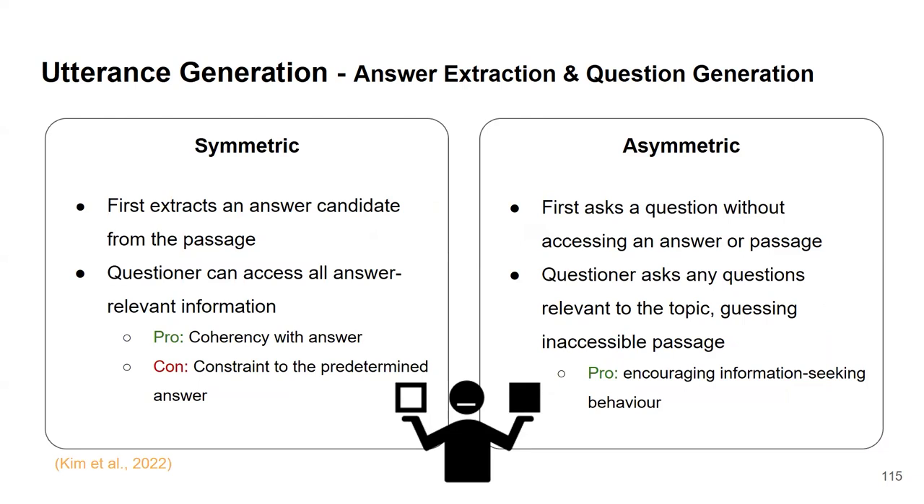So here in the symmetric one, first the answer is extracted and the question is generated restricted to this answer. We have the coherency here, but indeed the question generator is limited to the predetermined answer. But for the asymmetric one, the question is generated based on the summary. So the questioner can ask any questions relevant to the topic. So this encourages the information seeking behavior.